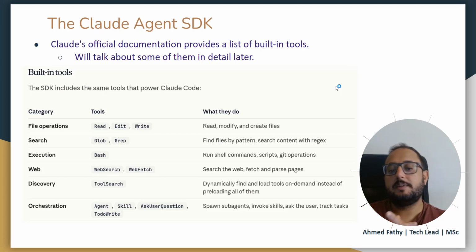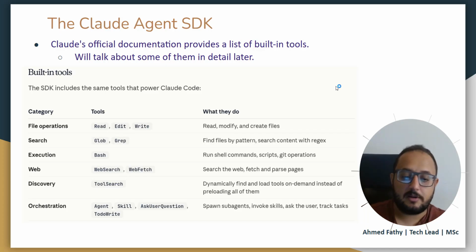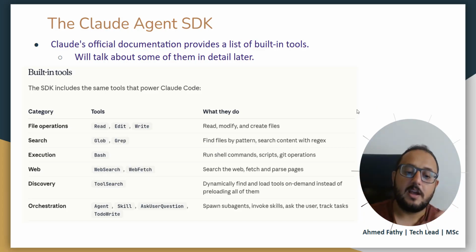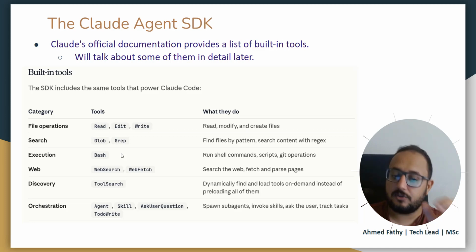So Claude's official documentation provides a list of built-in tools. We will talk about some of them in detail later, but for now, let's just have a look at some of those tools that are there by default. So you have the read tool, edit tool, write tool. Those are for reading, modifying, and creating files. You have search tools like glob and grep to find files by pattern and search content with regular expressions. You have the bash tool, which is extremely important because if you have a bash tool, you can run any command in the terminal. So this is a very, very strong tool. Run shell commands, scripts, git operations. I mean, bash is extremely important.